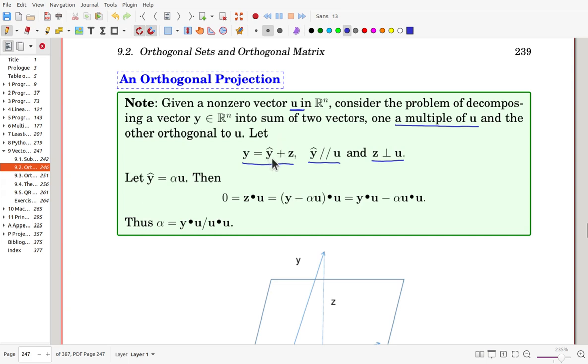Okay, y hat is parallel to u. We may start with that one. y hat is alpha u.